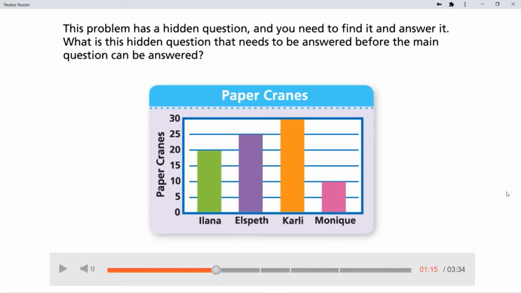So to do this, we need to add. We're going to combine the number that each one of them has. So Carly has 30 paper cranes already, and Monique has 10 paper cranes. 30 plus 10 is going to give us 40. So that's the answer to our hidden question. How many paper cranes do they have altogether? So far, they have 40. Now we can use that information to help us solve the rest of the question, which is finding out how many more they need to get up to 60.